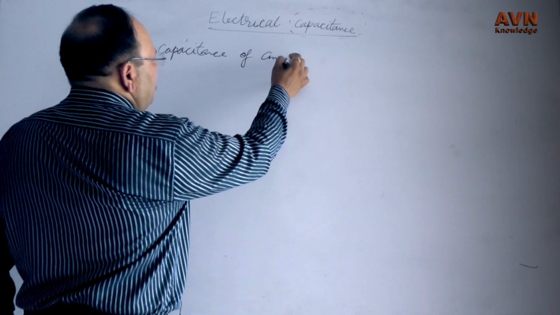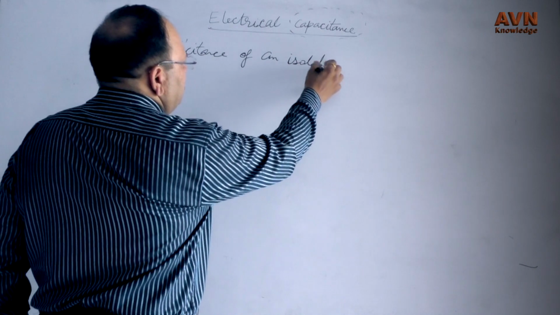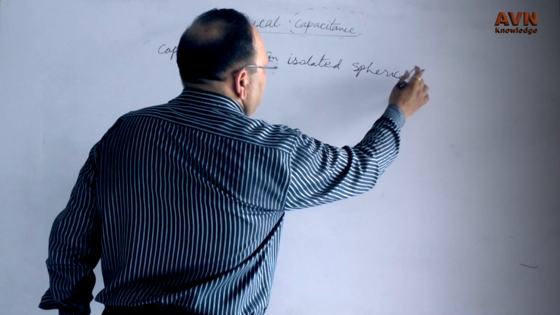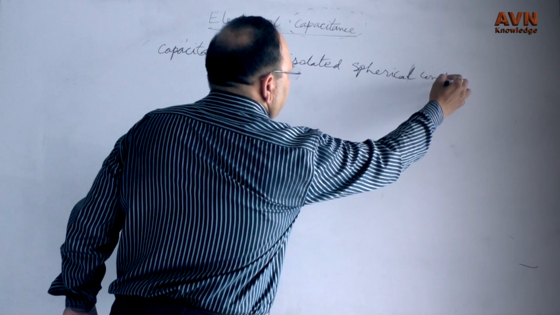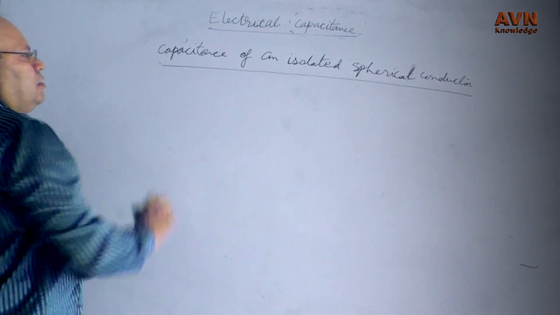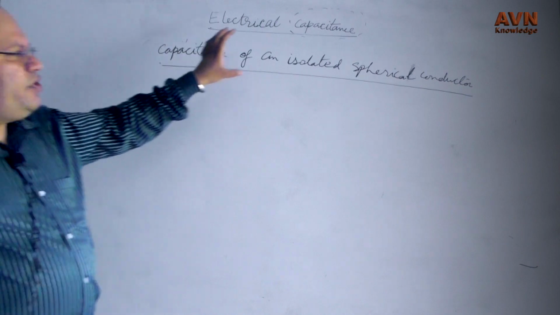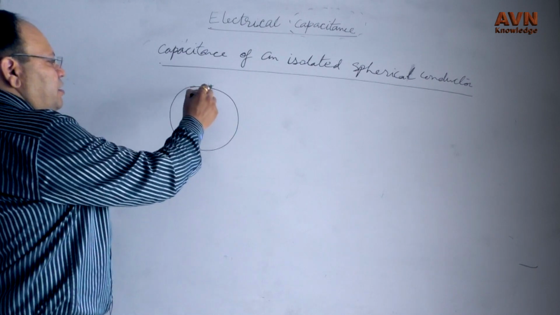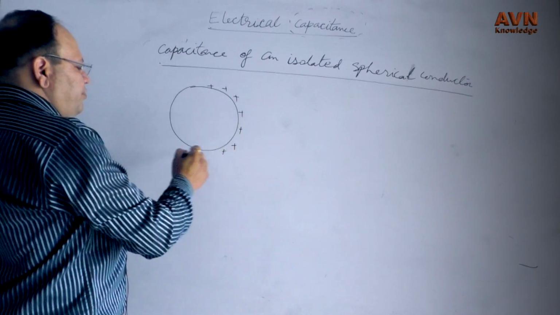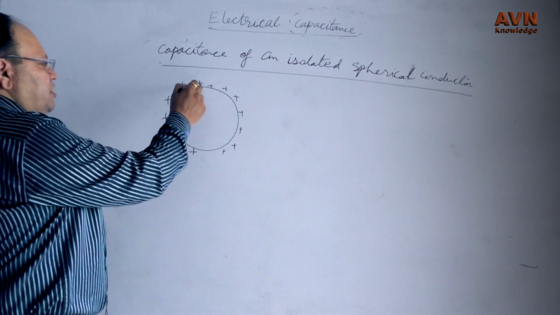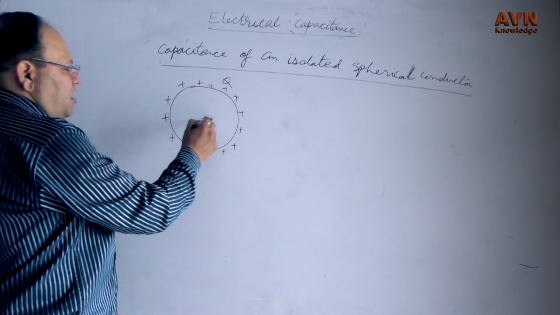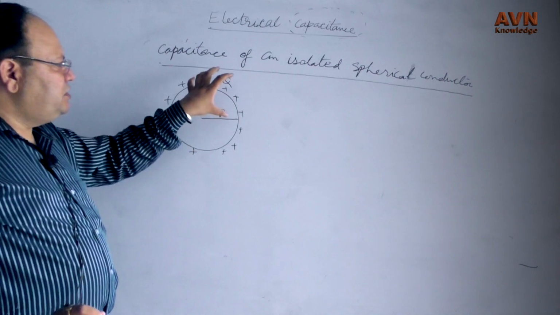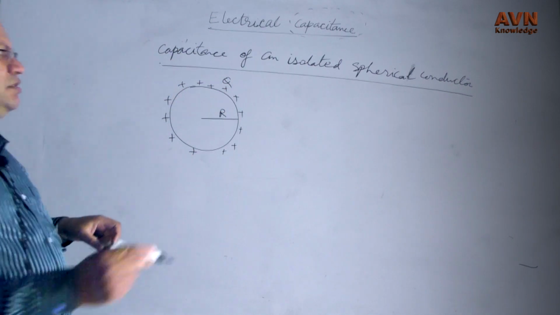capacitance of an isolated spherical conductor. We have to calculate the capacitance of an isolated spherical conductor. For example, we take a spherical conductor on which the charge capital Q is equally distributed, with capital R radius. For this sphere we have to calculate the capacitance.